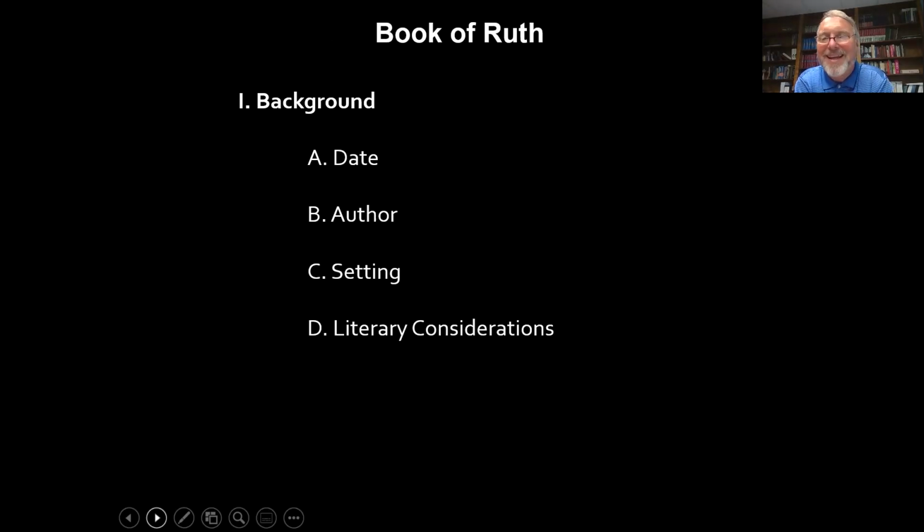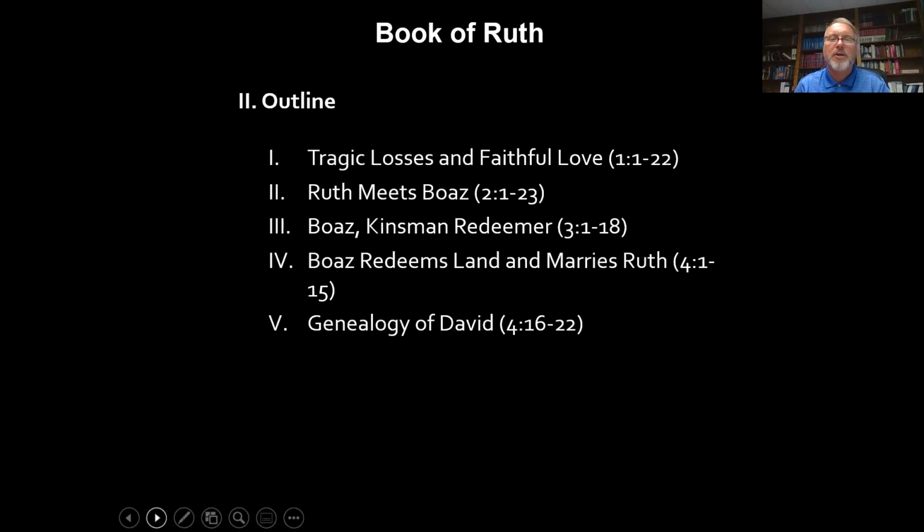So again, look at these two perspectives: 10th century BC writing, 5th century writing, and analyze theologically, historically, what the meaning might have been in each of those contexts. Well, let me give you a quick outline of the book, very simple outline in 5 parts. The tragic losses and the faithful love in Ruth chapter 1, verses 1 to 22.